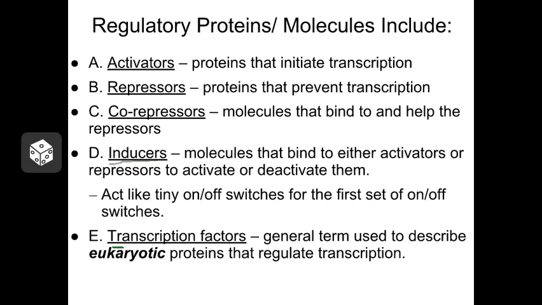And finally, in eukaryotic cells, we have these molecules called transcription factors. You might remember them from chapter 17. These are molecules that assemble on the promoter along with RNA polymerase and help transcription begin. We'll see it in part 3 of the chapter.